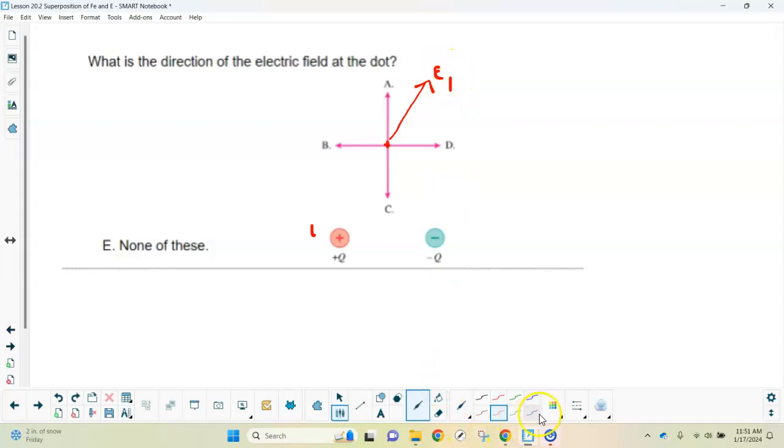Electric field 2 is in blue, so let me change color. So this negative is going to try to pull it towards it. These look to be equally spaced away horizontally and vertically from the dot. So I would say they are equally distance apart. So E1 and E2 are the same amount of field. So if this is going up and to the right and this is going down and to the right, the net is just going to go to the right because they're going to cancel out. This one's pushing up with the same amount of force that this one's pulling down. So the net is just going to go in direction C, which is the correct one.